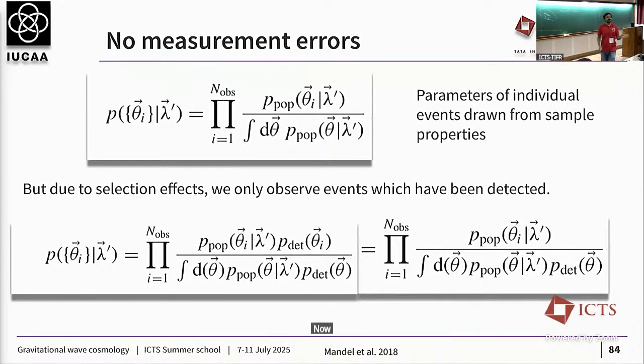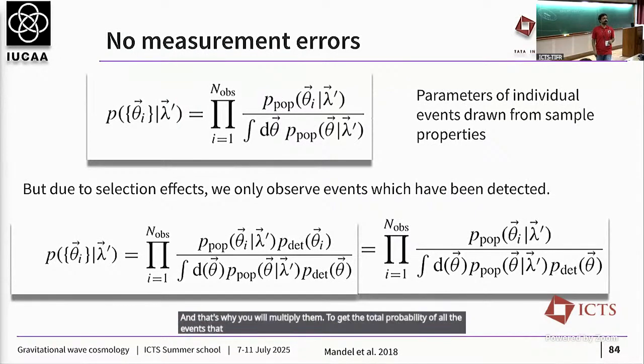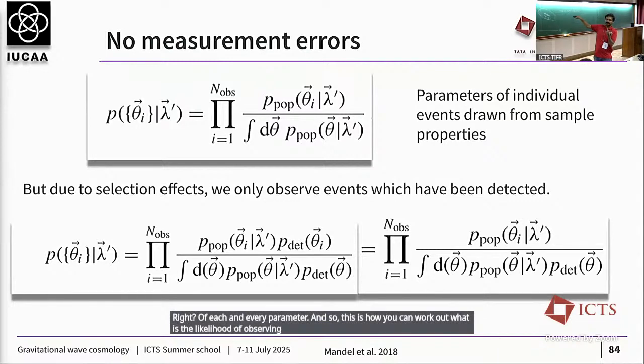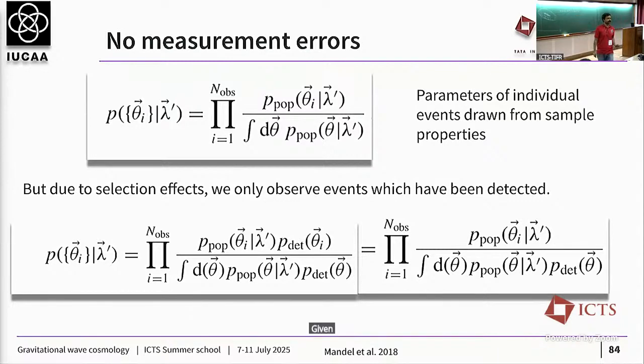Now there are N different events. All of them are independently measured. And that's why you will multiply them to get the total probability of all the events that are possible. So this is the likelihood of the measurements of parameters. These theta_i's are m1s, m2s, the spins and whatnot, of each and every event. And so this is how you can work out the likelihood of observing a particular set of parameters given the shape parameters. And this ignores all the error bars right now.